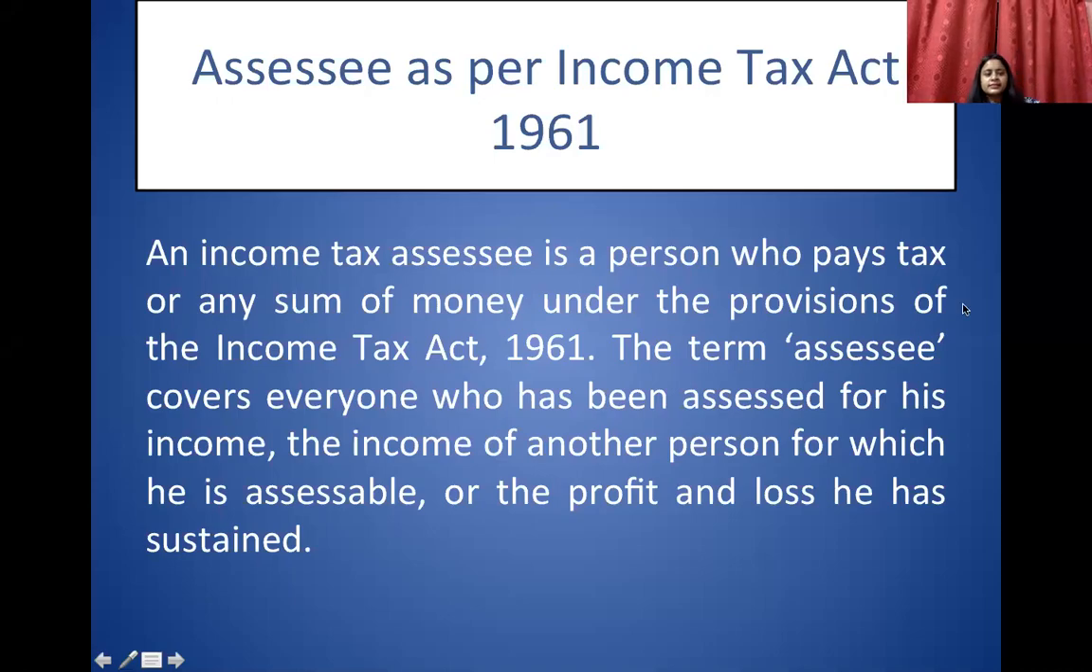An Income Tax Act 1961 defines an income tax assessee as a person who pays tax or any sum of money under the provision of Income Tax Act 1961. The term assessee covers everyone who has been assessed for his income, the income of another person for which he is assessable, or the profit or loss he has sustained.